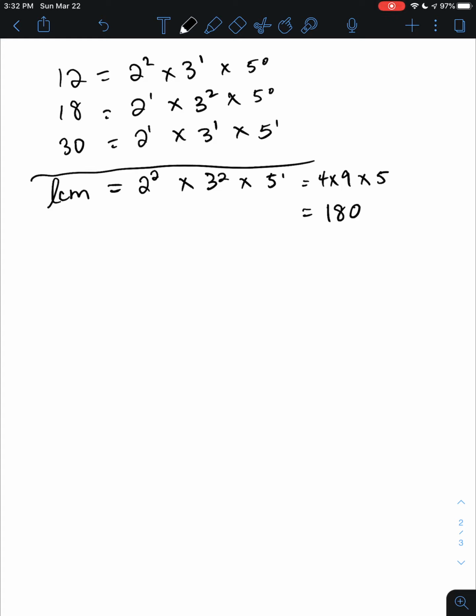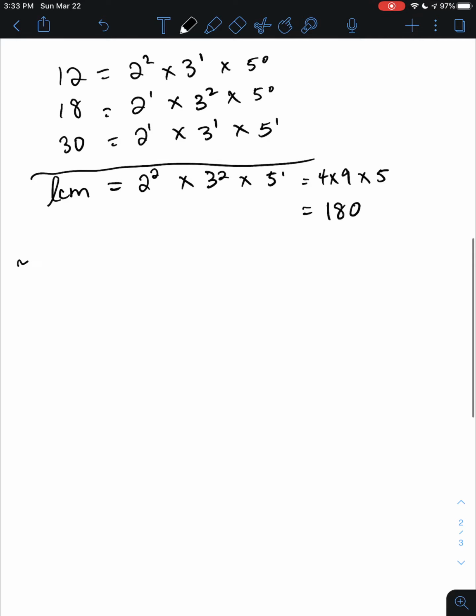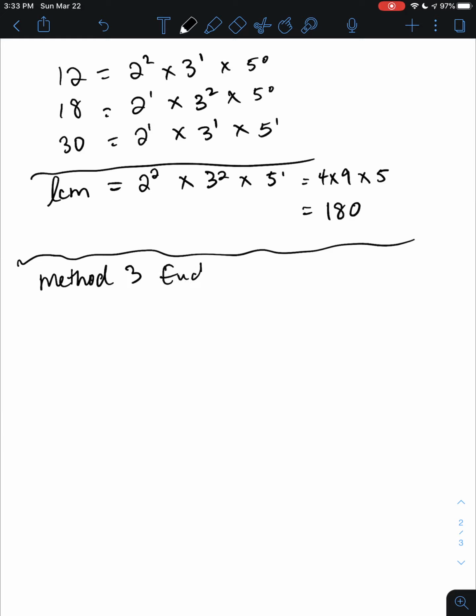So again, we have the LCM of those 3 numbers is 180, but we got it fairly rapidly because we were able to find the factorizations of our 3 numbers. That is the second method for LCM of 3 numbers, the factorization method. That works when you have factorizations available. You don't always have factorizations available, so we're going to use method 3, the Euclidean algorithm.